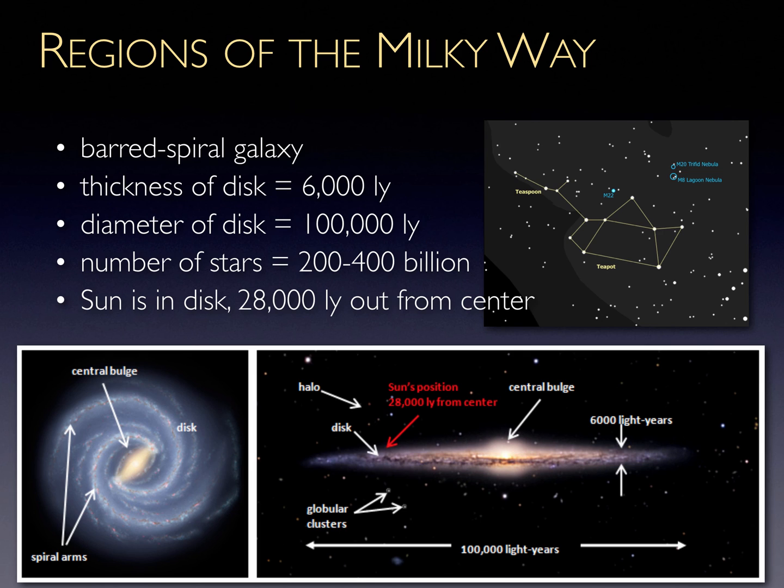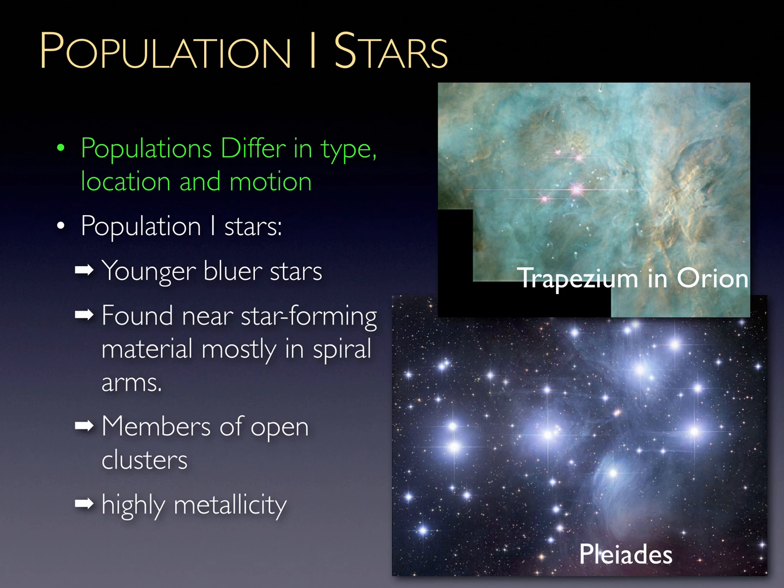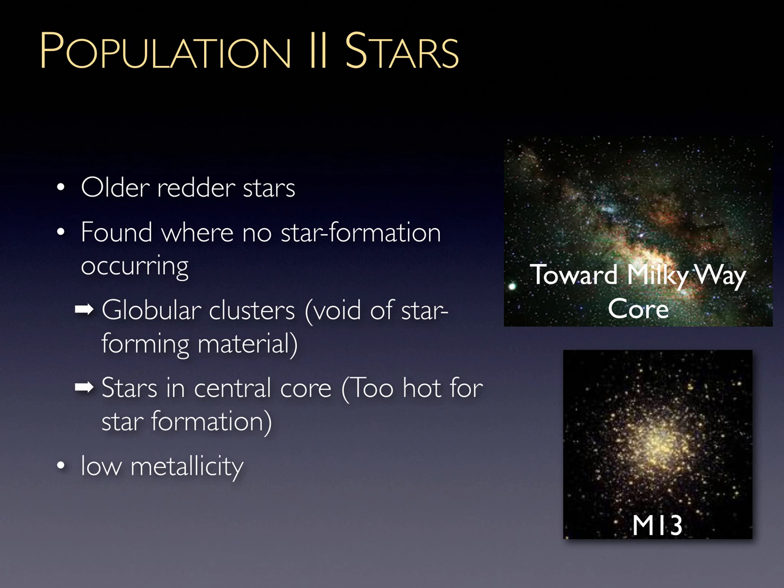The Milky Way contains around 300 to 400 billion population 1 and population 2 stars. Population 1 stars are younger populations found near star-forming regions. Because they are young, they contain many highly luminous blue stars. This gives these regions of the galaxy a bluish appearance. They are often members of open clusters and are generally high metallicity stars.